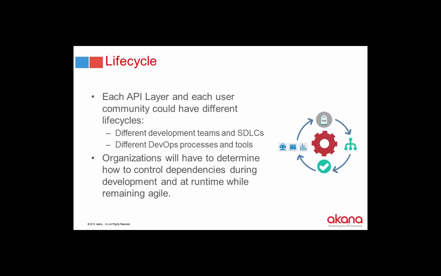So you're going to have to figure out how you're going to control the dependencies during development and at runtime while still remaining agile. If you're going to be building APIs out of other APIs, how do you actually manage the life cycle of that API? How do you manage the software development process of the applications that are depending on these APIs? And how do you keep track of all of these dependencies that are now emerging between these different API tiers that are owned by different people with different SDLCs?